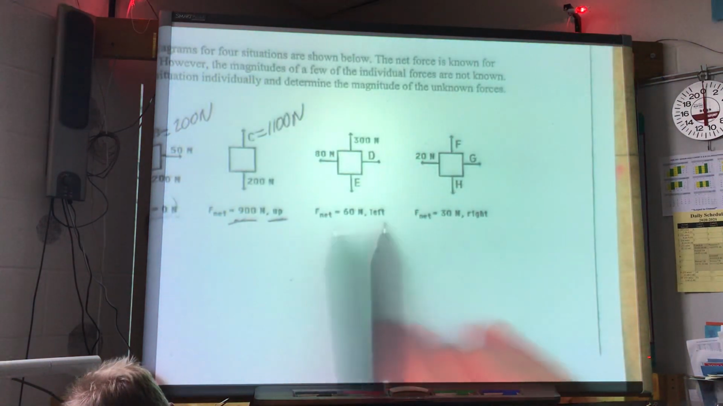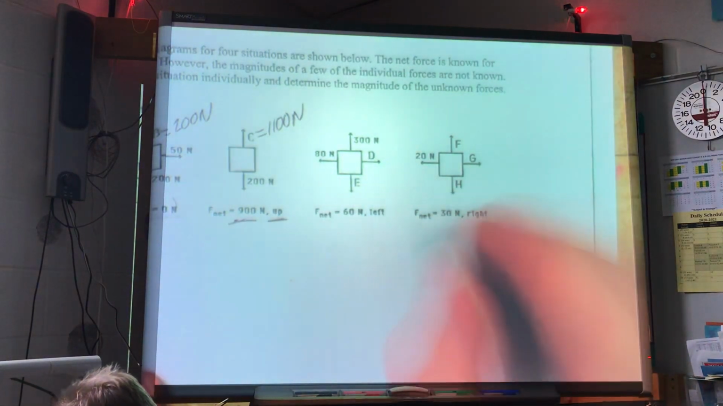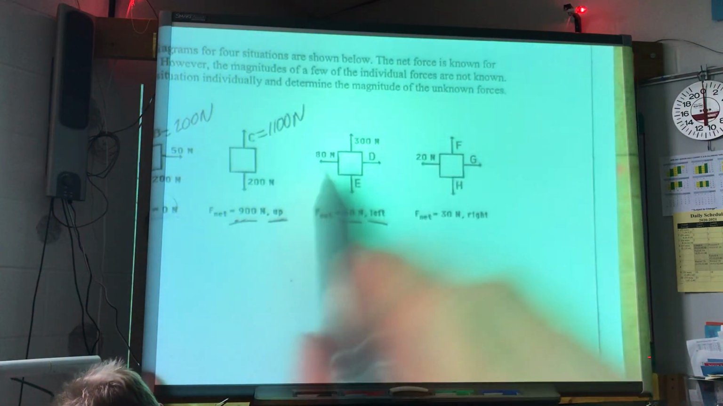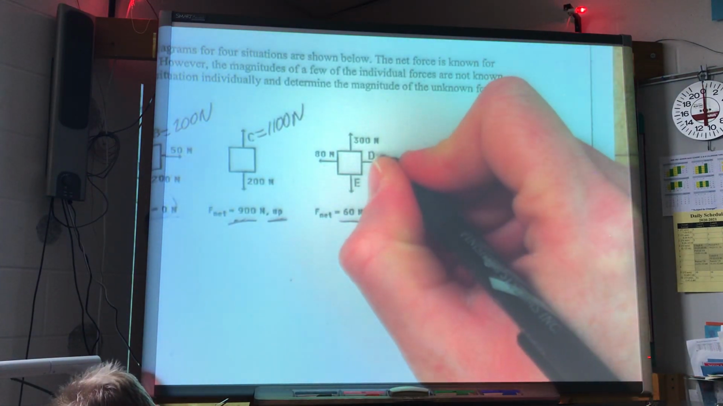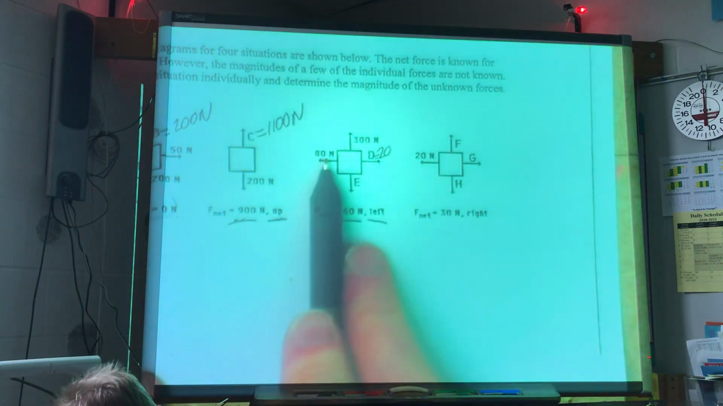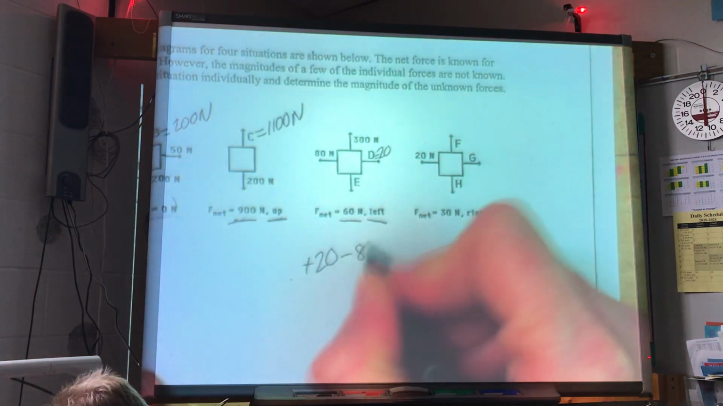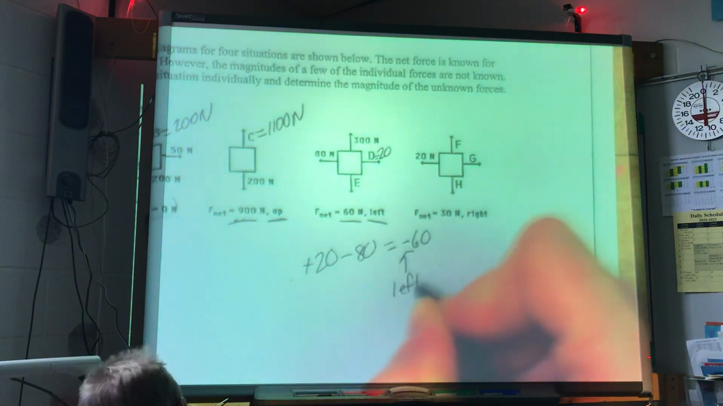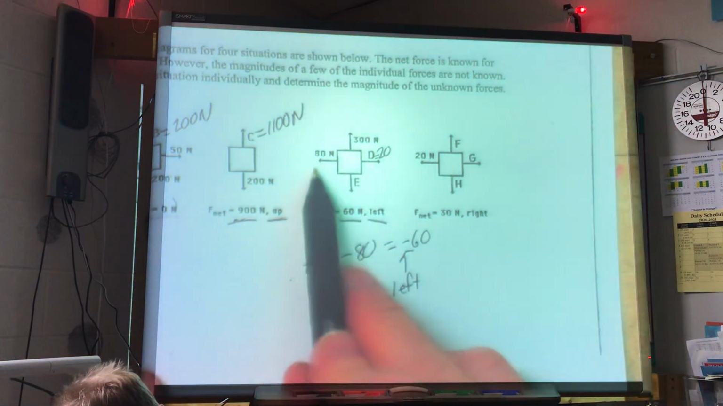If it's 60 newtons to the left, which is bigger, my left or my right? How much bigger? 60. So my left is 80, that must mean my right is 20. Add my rights, subtract my lefts, 20 minus 60, is equal to negative 60. That negative is the left. Okay, so this is 60 bigger than this one.